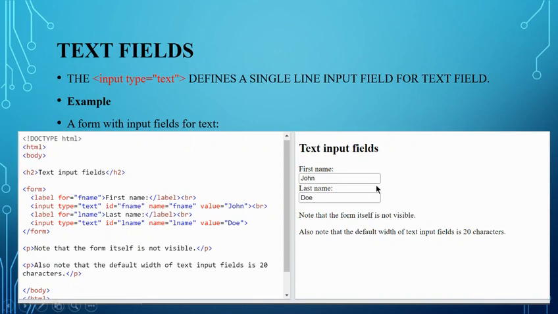Again, in the header, I have mentioned text input fields. This is a header, and I have given a font size, color, everything. We can select here. And in the form I'm giving a first name and a last name, and the paragraph which I have mentioned is: note that the form itself is not visible. And one more paragraph: also note that the default width of a text input field is 20 characters. The characters are by default arranged. So using that we have written a code here.